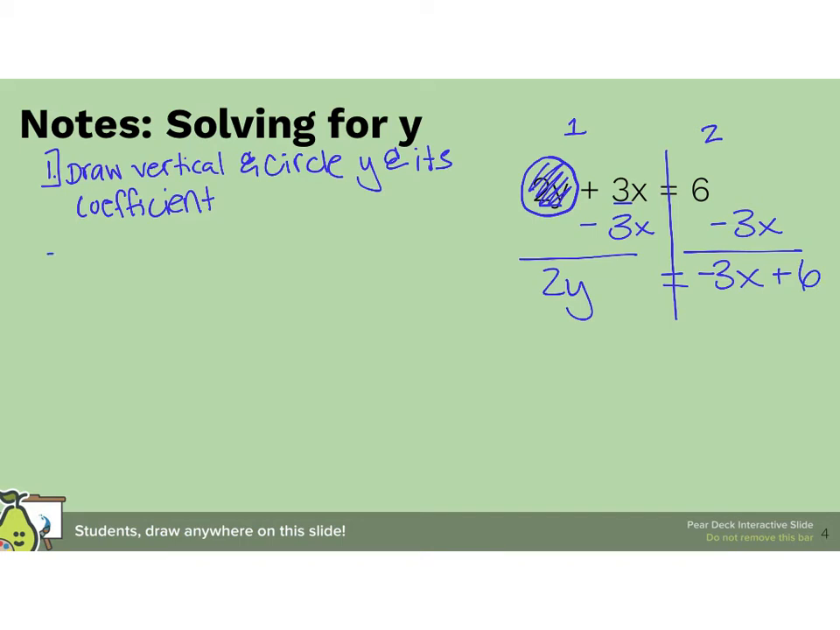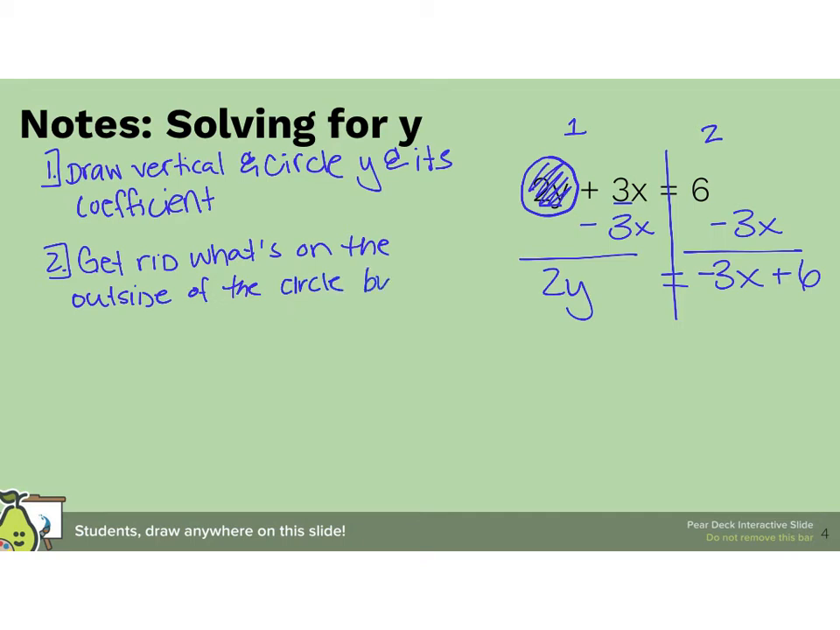So what did we just do? We got rid of what's on the outside of the circle by doing the opposite. And it's always going to be adding or subtracting. So we're just dealing with two-step equations today. That was the first step.